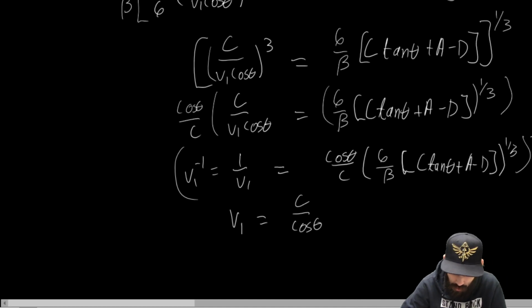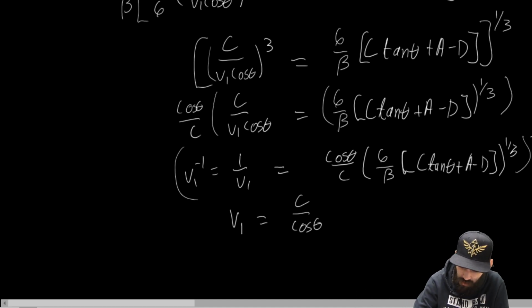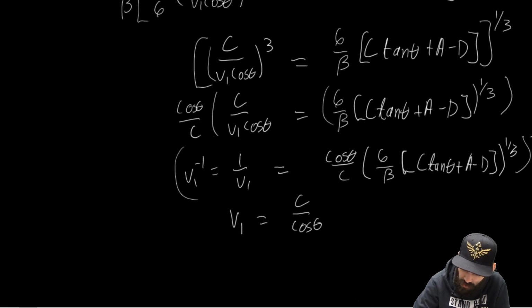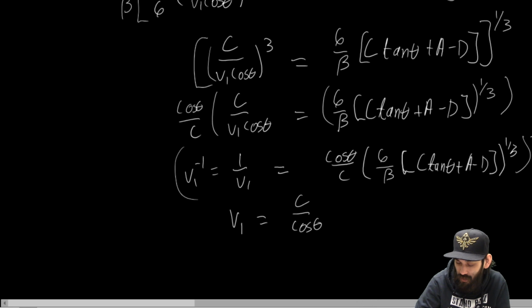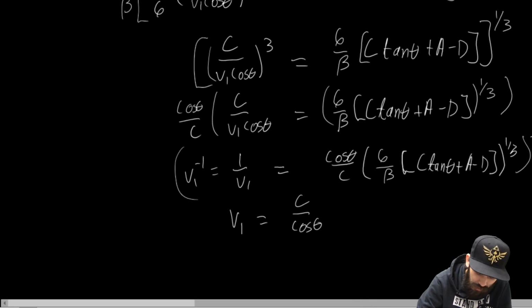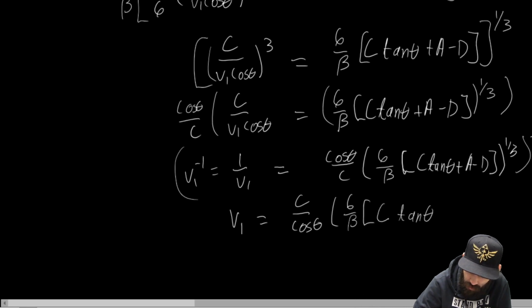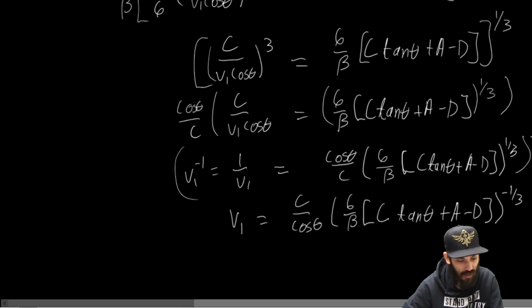The rest of it, somehow I lost this, but this is fine. This term right here, instead of 1/3, I'm just going to make it minus 1/3. So this is going to be 6 over beta times c tan theta plus A minus D, and then the whole thing to the minus 1/3 power. Okay, and this is our answer.